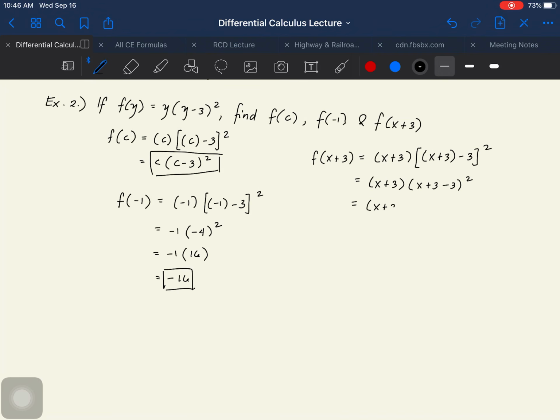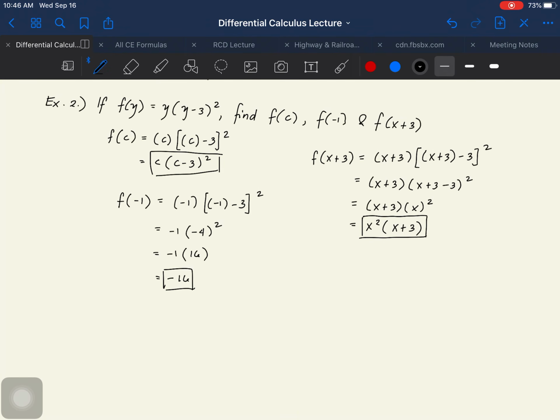So that becomes x plus 3. Then cancel 3 and negative 3. So what's left here is x squared. Final answer here is x squared, x plus 3. Okay? So this is your answer.